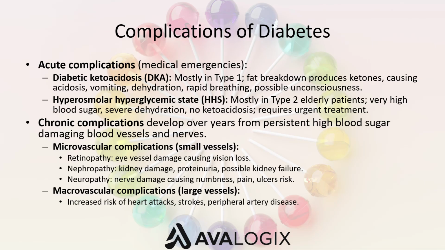Hyperosmolar hyperglycemic state, HHS, happens mostly in type 2 diabetes, usually in older adults. Blood sugar spikes very high, causing extreme dehydration but without ketoacidosis. It requires emergency treatment too. Then, we have chronic complications. These develop over years due to persistent high sugar damaging blood vessels and nerves.